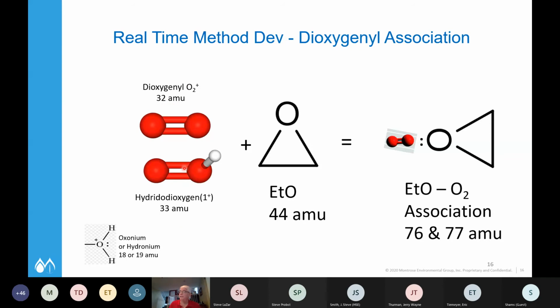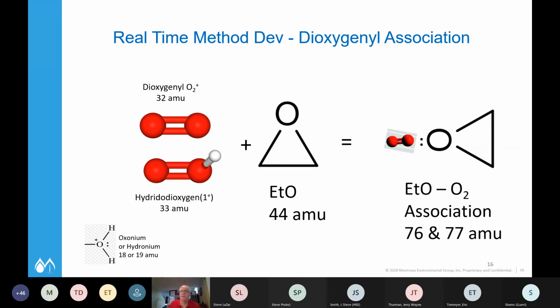You also generate hydridodioxygen, which basically is protonated oxygen. So now you have an atomic mass of 33. If you allow this to react with ethylene oxide in the drift tube, you form this adduct or association product where the lone pair of the oxygen interacts with this one, and you have this stable ethylene oxide oxygen complex and the hydridooxygen complex that we can actually see in a detector. So we can see this. So if you take your 44, add the 32 and the 33, if you monitor at 76 and 77 atomic mass units, you will see that peak corresponding to ethylene oxide.